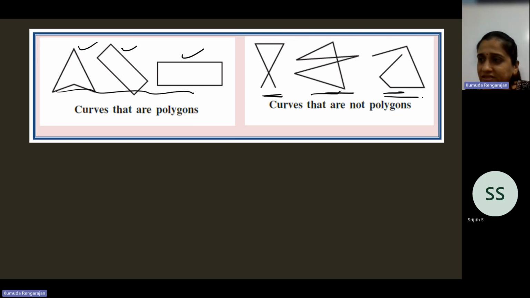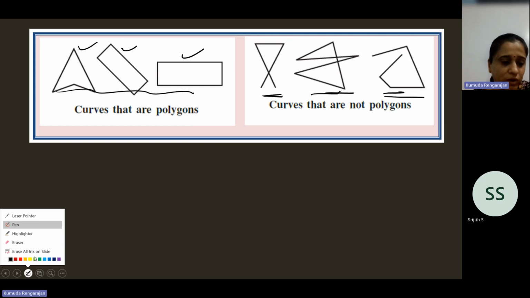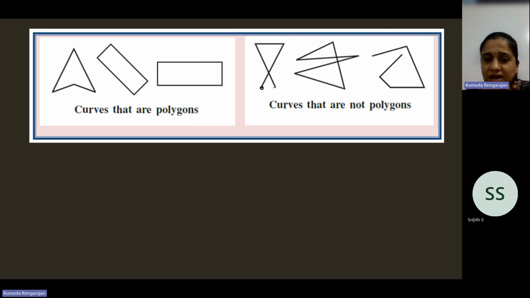Why are these not polygons? These three are made up of line segments, right? Then why are they not polygons? Because in the first one, the starting point and the ending point are not the same, so it's not a closed curve. So this one is not a polygon. In the second one, it crosses over itself, so it's not simple. So it's not a polygon. In the third one, the starting point and the ending point are not the same. Again, it's not closed, so it's not a polygon.